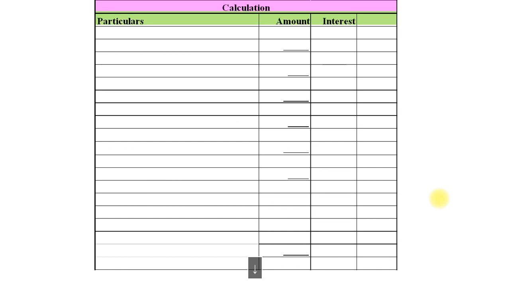Particular amount, interest and cash. Keep this thing in your mind at the starting only. We are having only 2 years, 2008-09 and 2009-10. In 2008-09 we are having 2 installments of 6 months each, and in 2009-10 also we are having 2 installments of 6 months each.